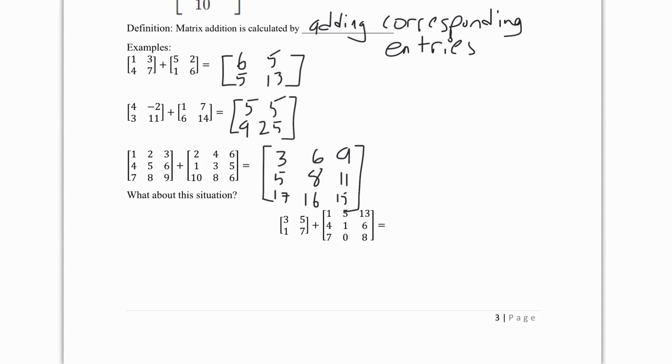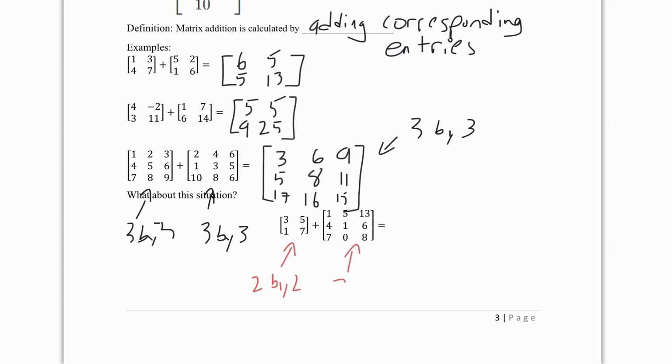And if you notice, back on these matrices, this, for example, is a 3 by 3. And this is also a 3 by 3 matrix. And it gave you, in the end, a 3 by 3. But over here, this is a 2 by 2. And this is a 3 by 3. And if you try to add a 2 by 2 matrix to a 3 by 3 matrix, it is impossible.